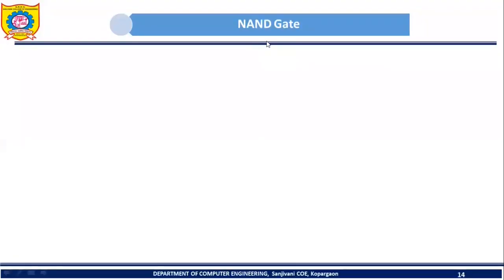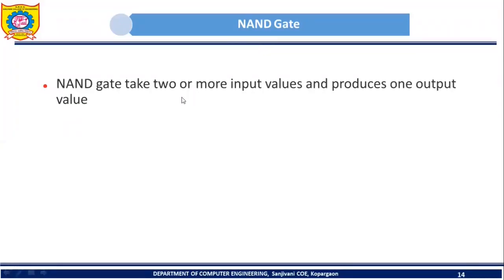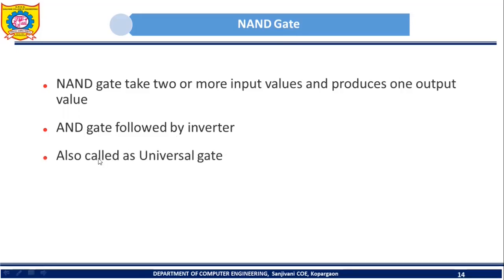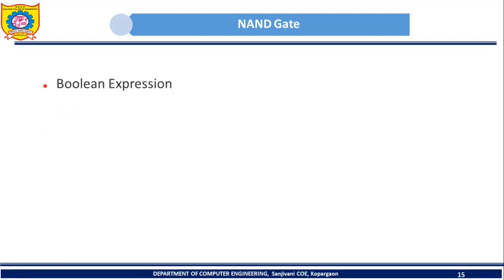Next type of gate is NAND gate. This NAND gate can have two inputs or more than two inputs, and it produces one output. NAND gate is equivalent to AND gate followed by inverter. NAND gate is also called a universal gate because by using NAND gate, it is possible to perform operation of any gate. Boolean expression. So Boolean expression for NAND gate is like this.